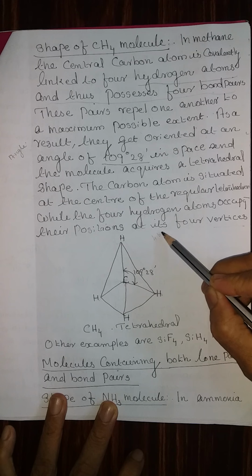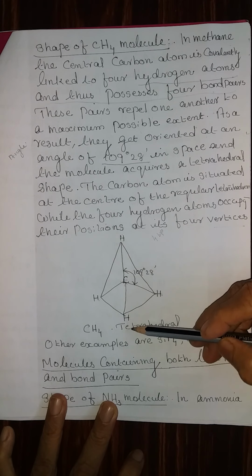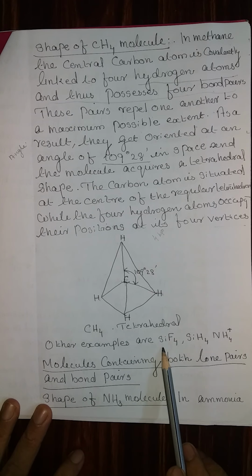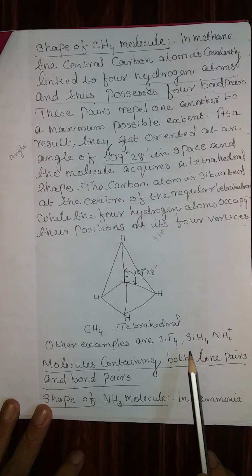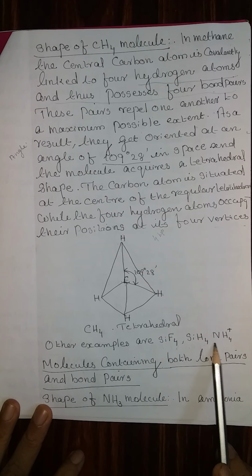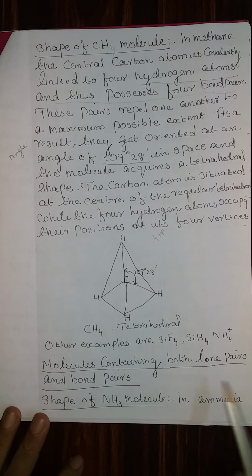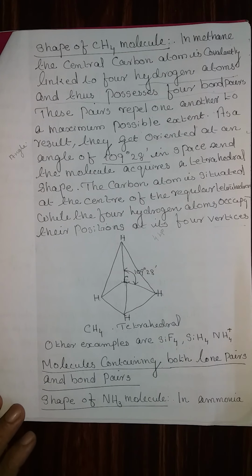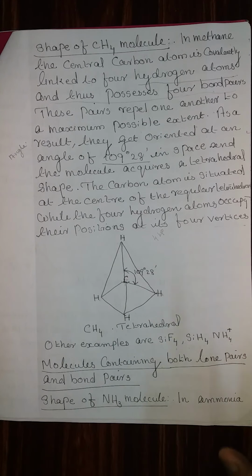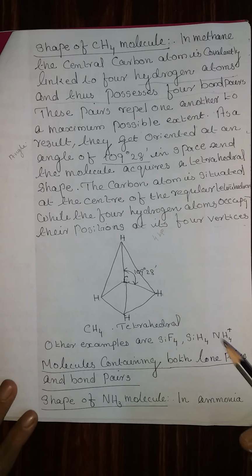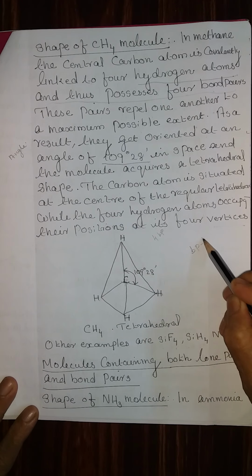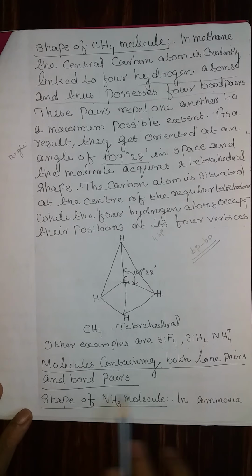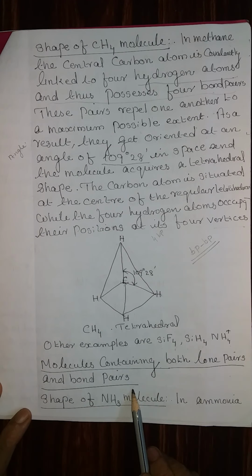4 bond pairs are there for methane. Other examples are silicon tetrafluoride, silicon hydride, and ammonium. These are the examples for bond pairs, that means only bond pairs are present in them. Therefore, the repulsion is due to only bond pair repulsion. Now we are going to study about the lone pair and bond pair.